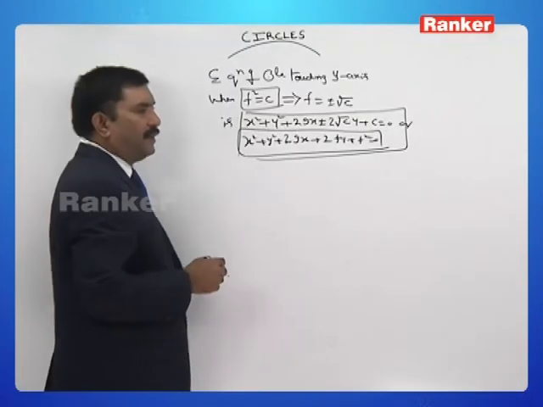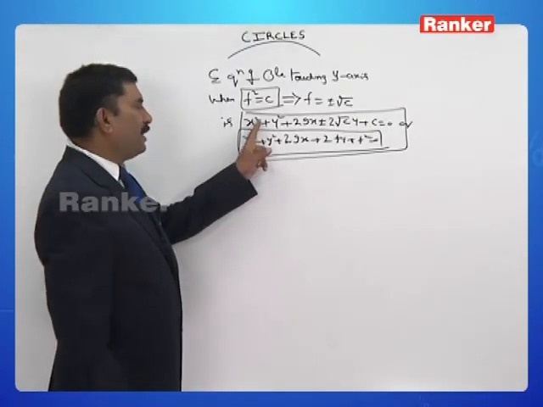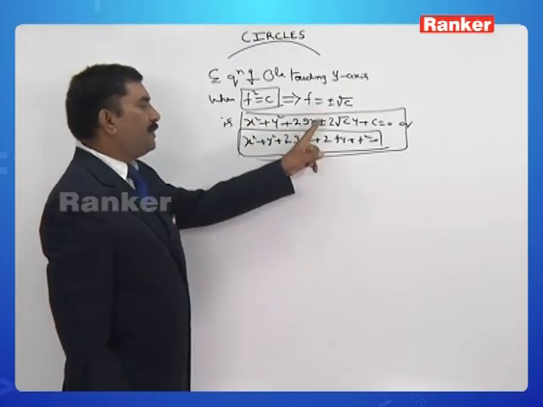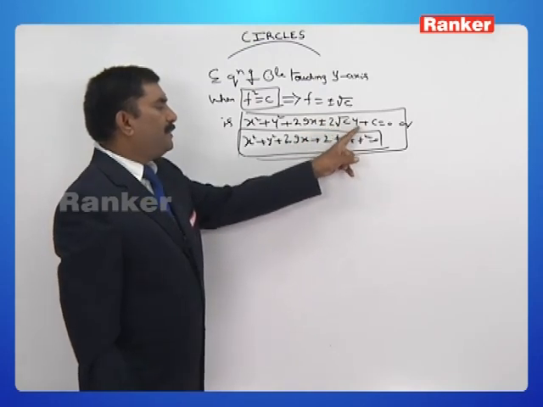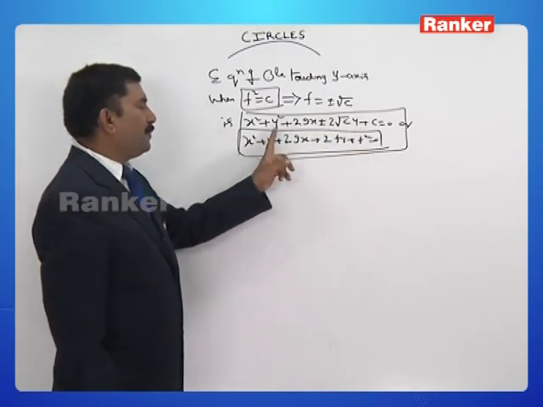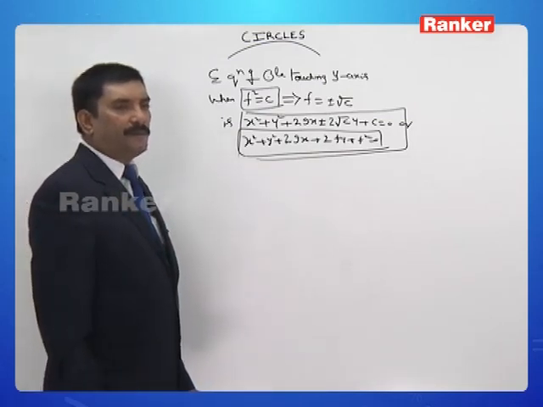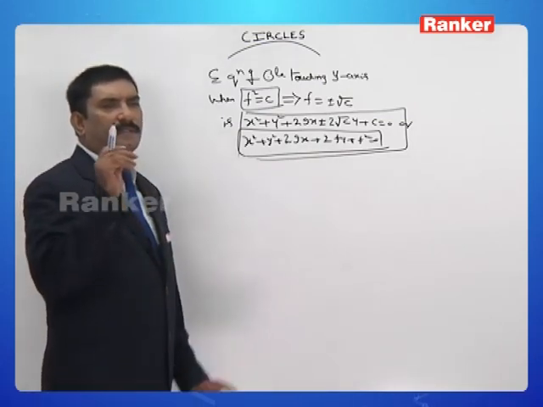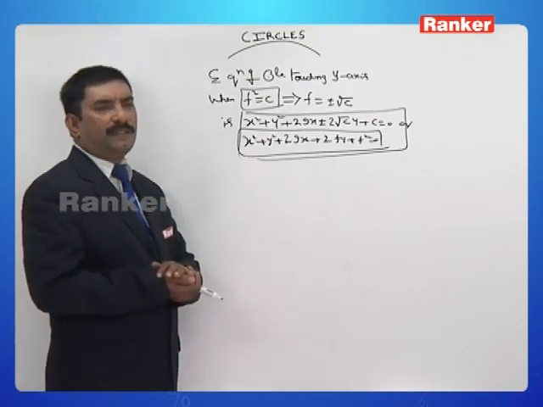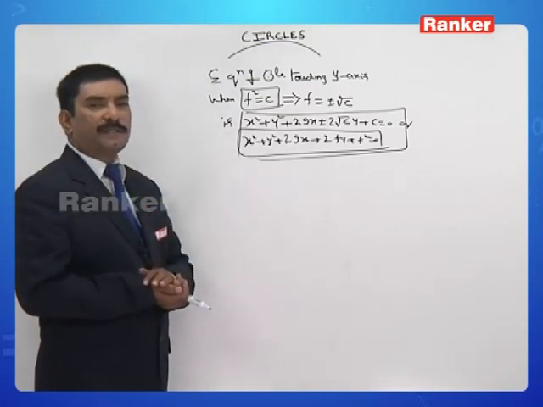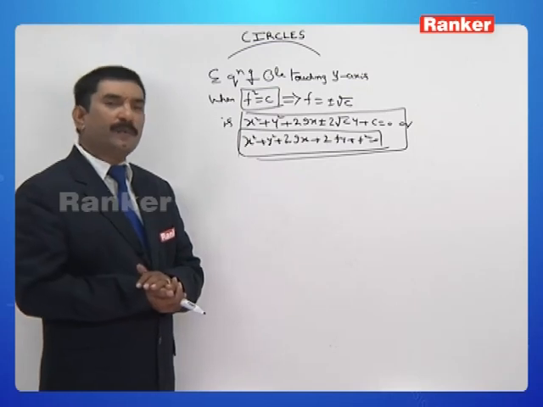So the circle touching the y-axis at only one point is given by x square plus y square plus 2gx plus r minus 2 root c y plus c, or else x square plus y square plus 2gx plus 2fy plus f square is equal to 0. Right. Now let us discuss when the circle is touching both the axes.